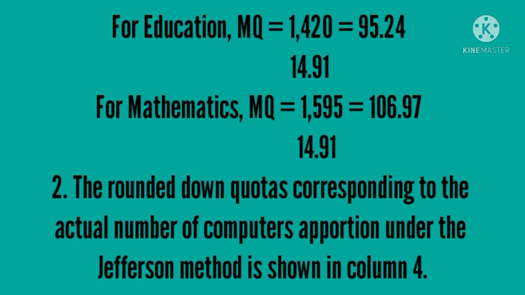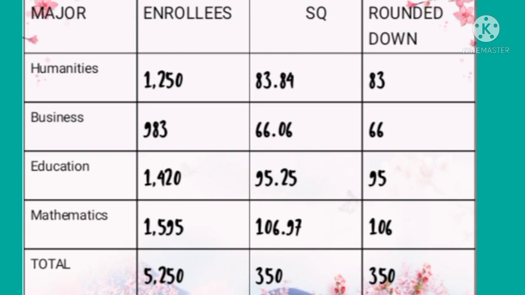Step number 2, round down the quotas corresponding to the actual number of computers apportioned under Jefferson's method, shown in column 4. So, ito po siya. Ipapakita po natin dito sa column 4. Ito po, yung rounded down po niya. Same lang din sila dun sa una. Kagaya lang din siya ng Hamilton's method, pero yung total niya is hindi magbabago.